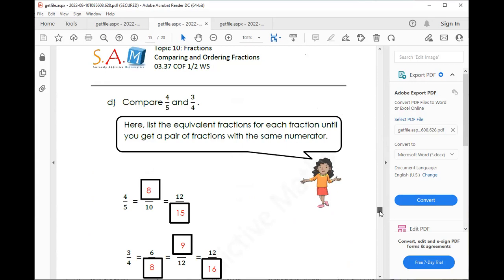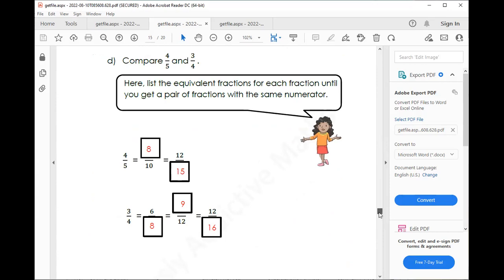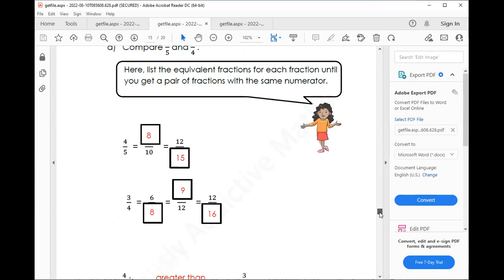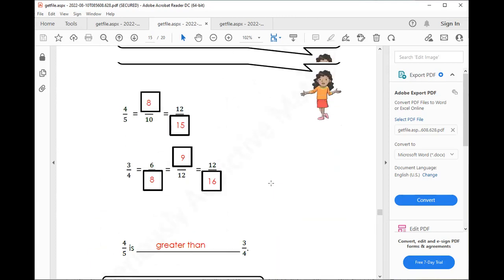Okay, some of these may be a bit more challenging than others. All right, like for example, 4 and 5, how do you do that? Okay, so if they are unable to make the denominator the same, then they can make the numerator the same. So good for them to do question D here. Question D on page 15. All right, 5 and 4.